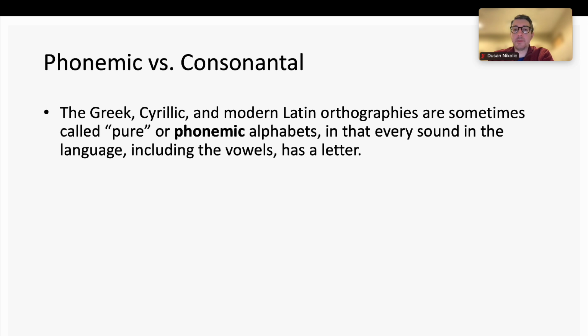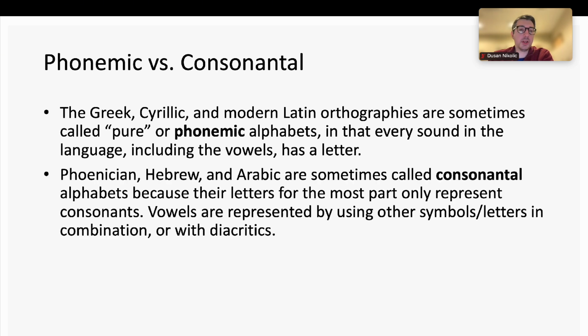The Greek, Cyrillic, and modern Latin orthographies are sometimes called phonemic alphabets, while Phoenician, Hebrew, and Arabic are sometimes called consonantal alphabets because their letters, for the most part, only represent consonants. Vowels are represented by using other symbols in combination or with certain diacritics, so with certain symbols above or next to the letters.